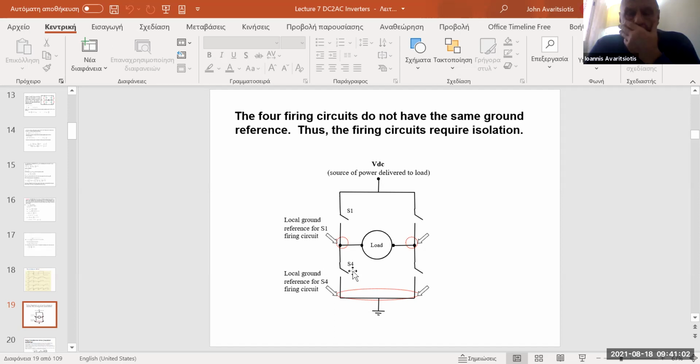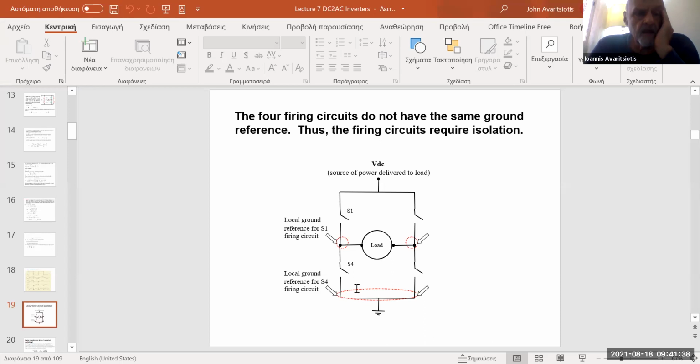And the question is that we have 0 volts at the other end of the bridge, at the bottom of the circuit. So if this is a transistor, either a bipolar or a MOSFET, you can easily apply a voltage required to turn it on and off in respect to 0 volts.